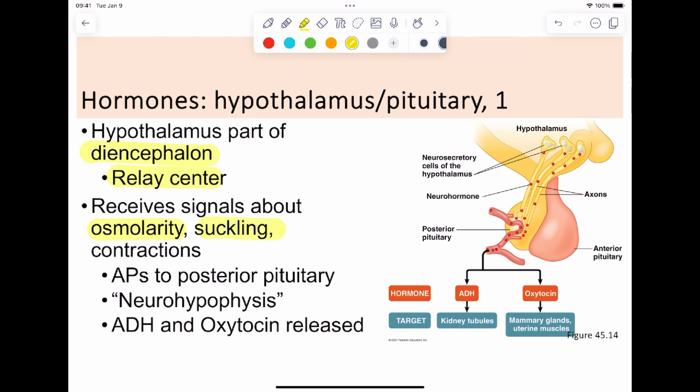Suckling turns out to trigger one of those sensations. So this is for milk letdown. This is actually associated with a hormone called prolactin. Labor contractions, we already met you.